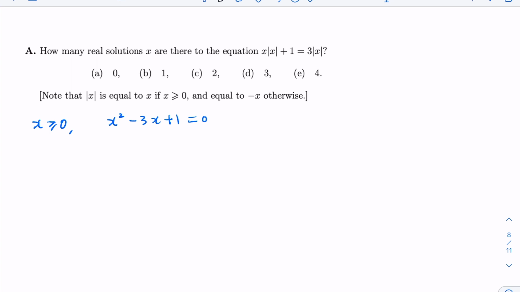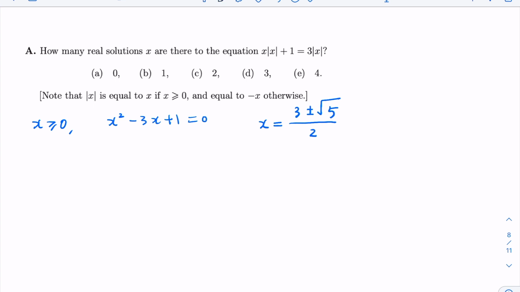Of course, you can solve this equation using the quadratic formula. It's going to be 3 plus or minus, and then the discriminant is b squared, 9, minus 4ac, which is going to be 5. Okay, you have two numbers, both greater than 0, so both roots are taken.